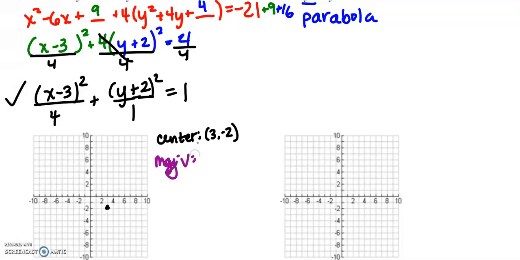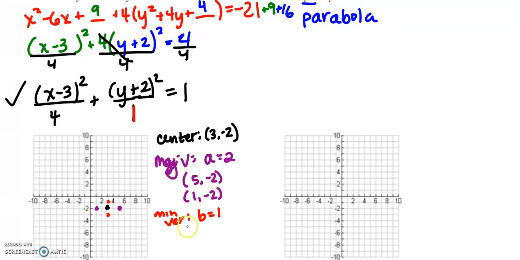Finding the major vertices. Major vertices are going to be dependent on a. Well, a is going to be the bigger number, so a is equal to 2. And we're going 2 along the x-axis in either direction. So my major vertices end up being 5 comma negative 2 and 1 comma negative 2. The minor vertices are going to be based off of the b value, which is 1. So starting at my center, I'm going to go up 1, down 1. That leaves me at 3, negative 1, and 3, negative 3.